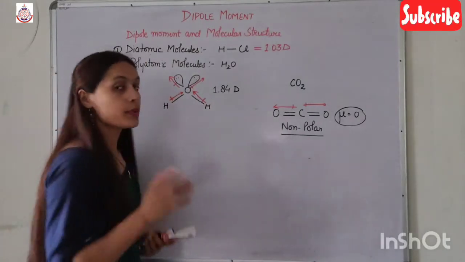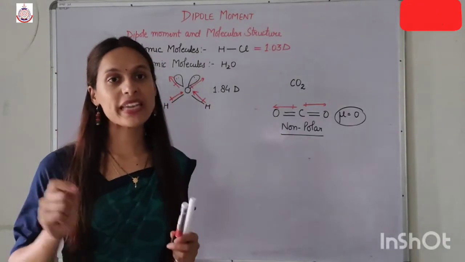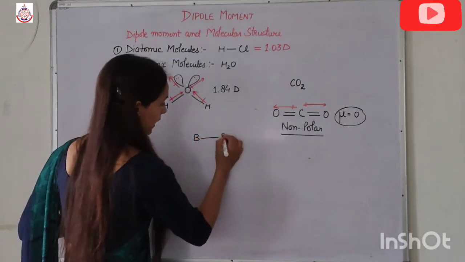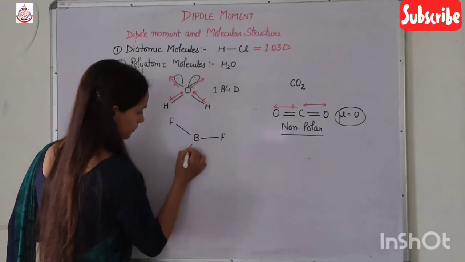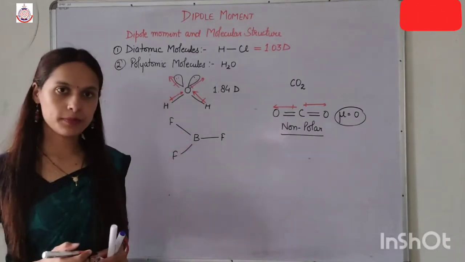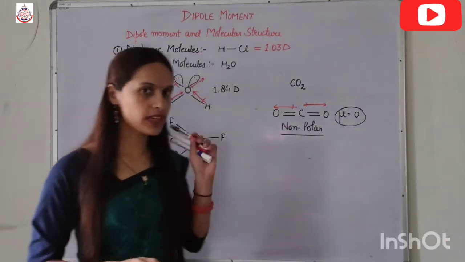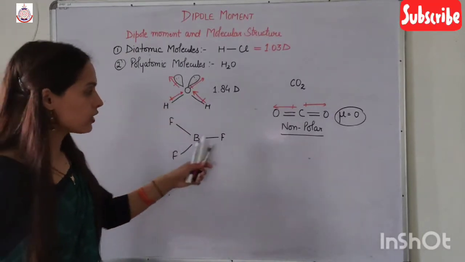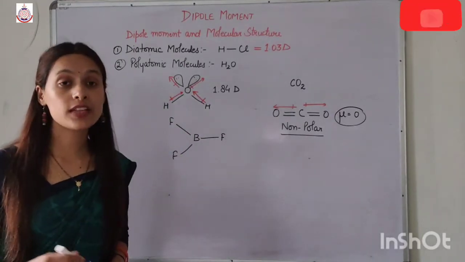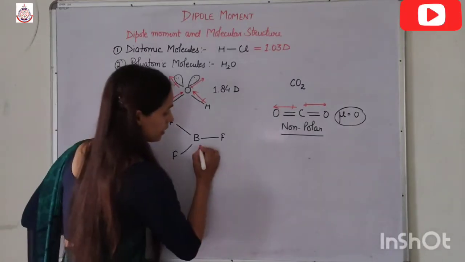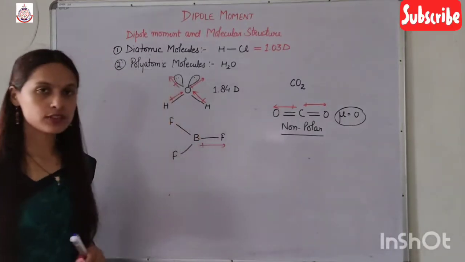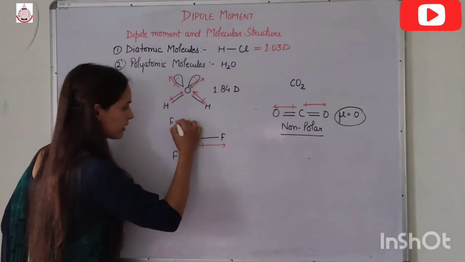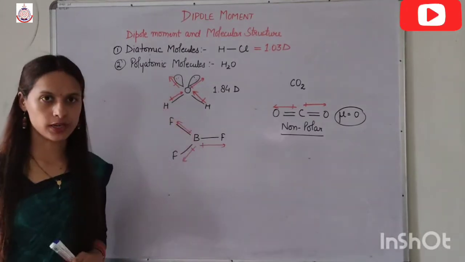Similarly, let us take one more example, that is of BF3. The shape is triangular planar. This we have studied in VSEPR. Now, because fluorine is more electronegative than boron, the dipole moment is towards fluorine. Here the dipole moment is towards fluorine, and here the dipole moment is towards fluorine.